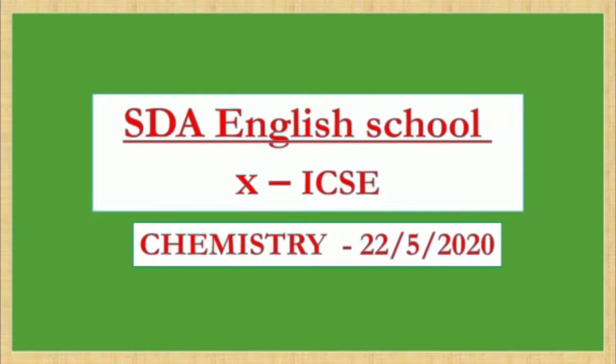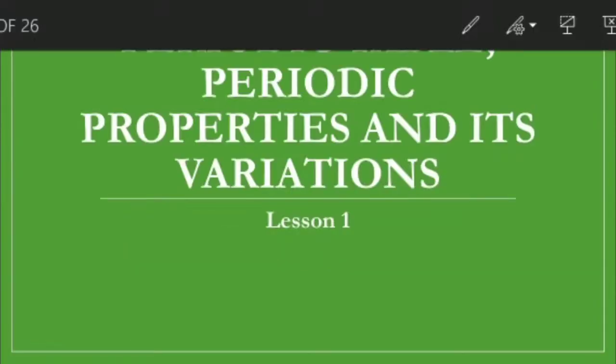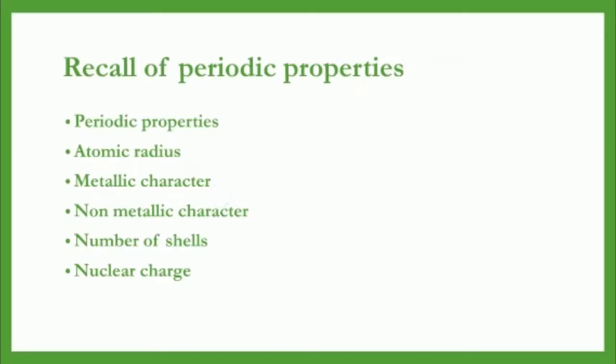Last week we studied the periodic table and periodic properties, and how the properties vary across the period and down the group. Quick recall of last week. What is a periodic property? Before that, we saw the periodic table, number of groups and periods. Next we saw what periodic properties are: any property that varies gradually at regular intervals, we call it a periodic property.